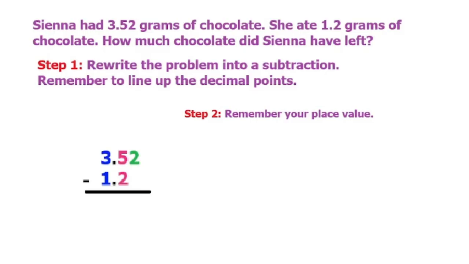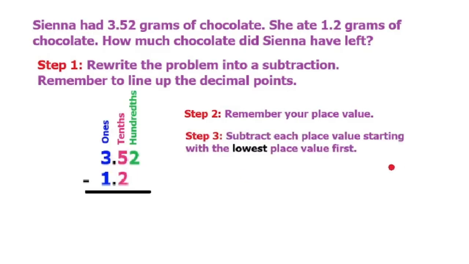1.2 is the same as 1.20. So remember your place value, right? So these are the hundredths, these are the tenths, these are the ones, okay? So the next thing to do is subtract each place value, starting with the lowest place value first. So you start with this and you move that way, okay?